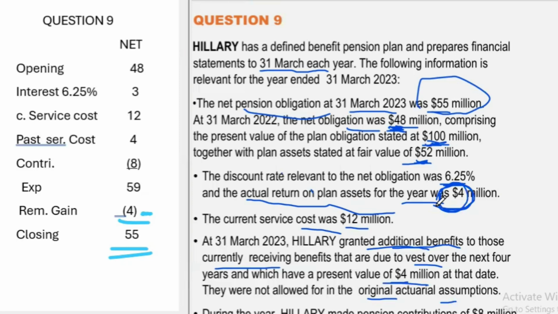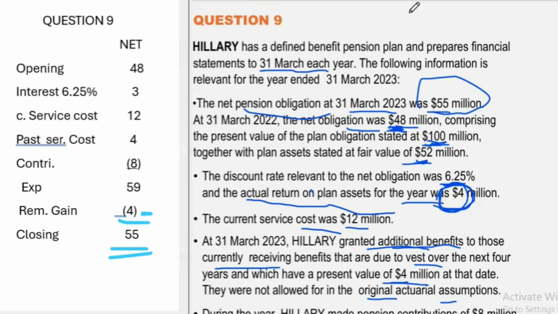So there are some questions where the actual return on the plan asset becomes our remeasurement loss or gain. Are you getting it? It becomes the remeasurement loss or gain. We'll look at more questions like that, but just have to know that the difference of 4 here is the remeasurement loss or gain, which is the same as the return on the asset in the question. Are you getting it? So that is it. We'll solve more questions in the subsequent video so that you really get to understand this. But that's it for this one.